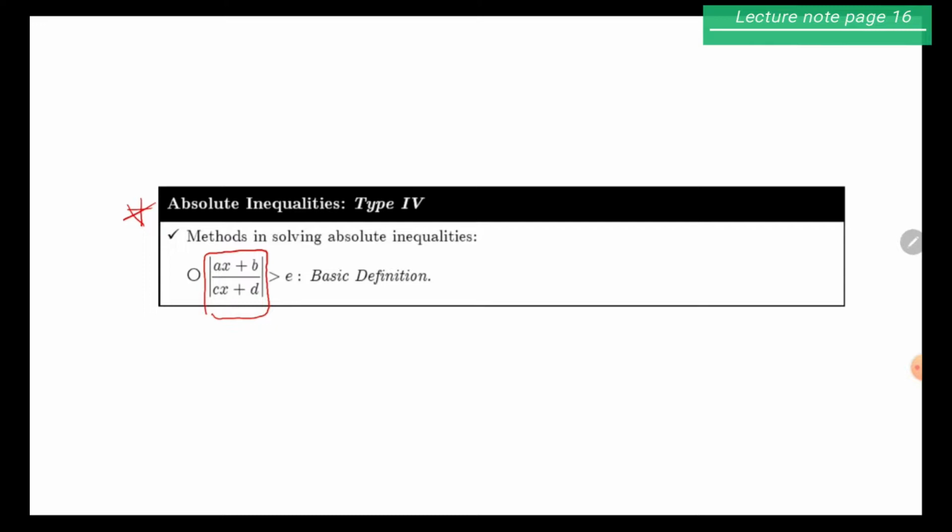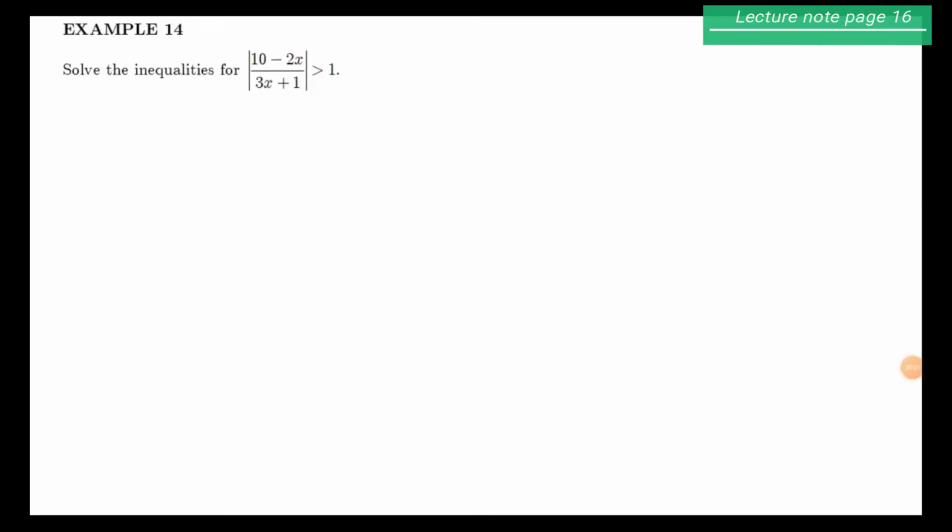The only method that we can use to solve this type is by using the basic definition method. Please recall that we need to make sure that we have only a single absolute value on our left hand side of our inequality before we can apply the definition. Let's look into example 14.